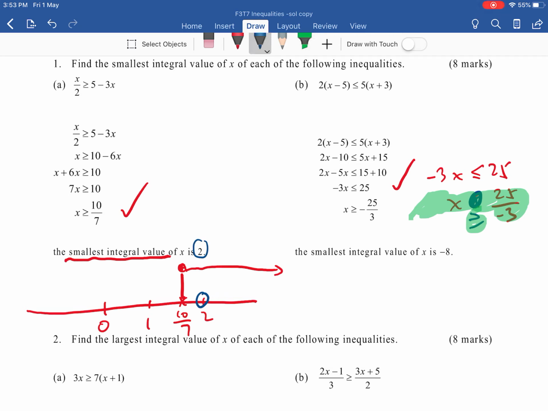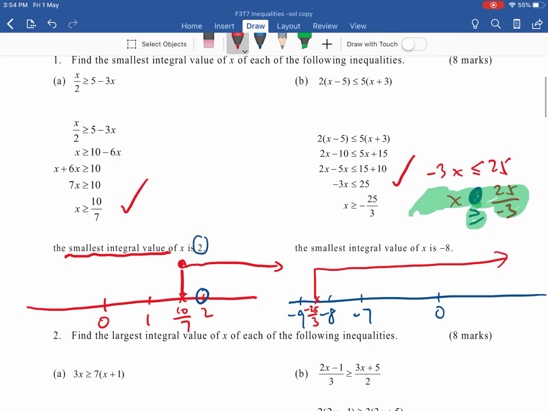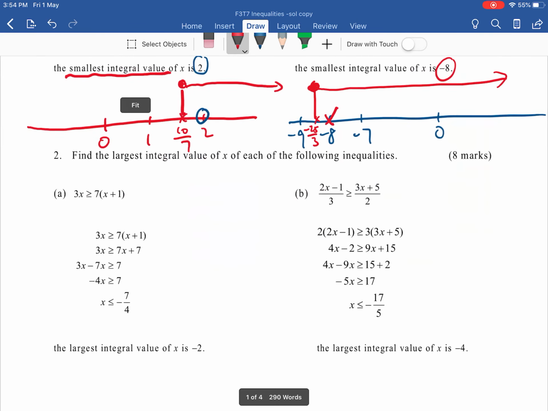And now, the last part is to draw the figure, okay? If this is 0, this is, for example, -7, -8, and -9. You know that -25 over 3 is -8 something, okay? So here, this is -25 over 3, and then you draw the figure here. And you see that the smallest integral value satisfying the inequality is -8, okay? Not -7 or -9. Many careless mistakes.